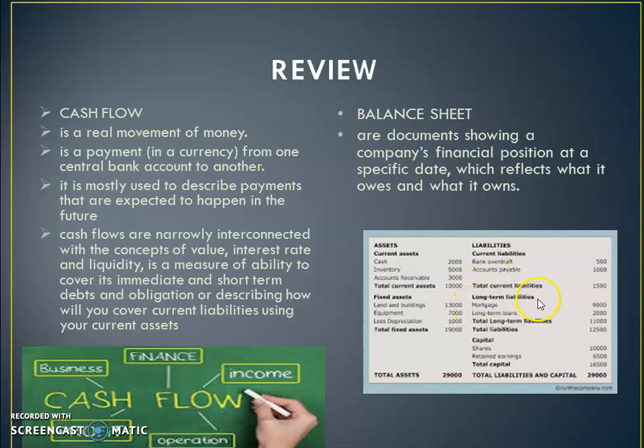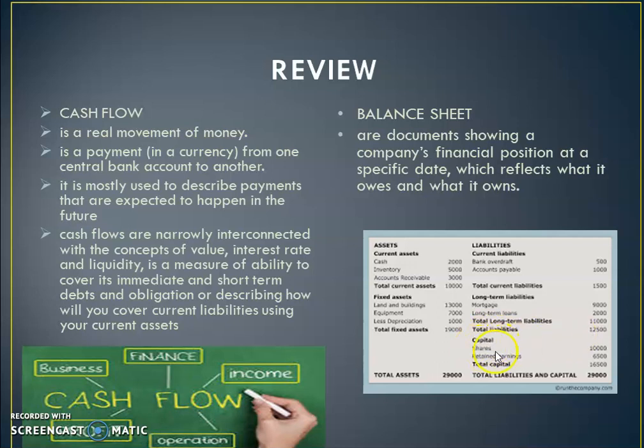We have also long-term liabilities. Examples are mortgage payment, monthly mortgage, for example, for land and houses, something like that. And also long-term loans. And then here, the total long-term liabilities. And then add here, and all together, the total liabilities is here 12,500.